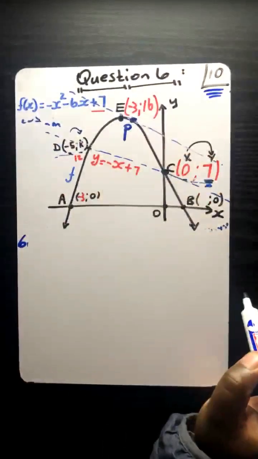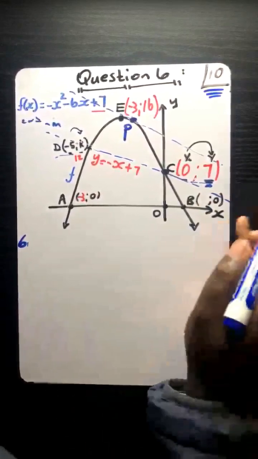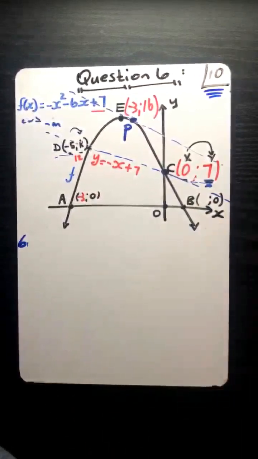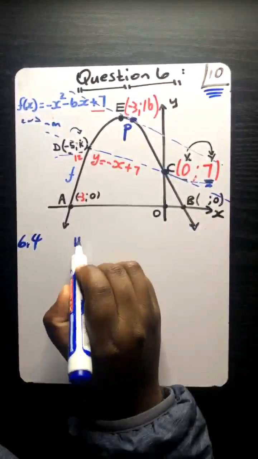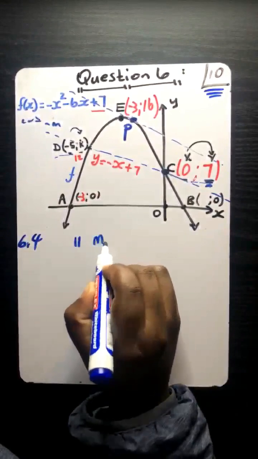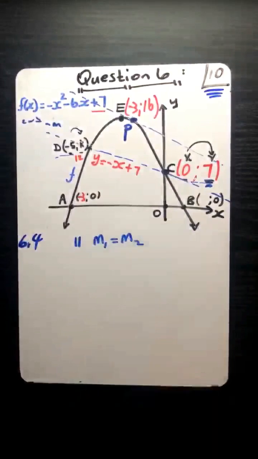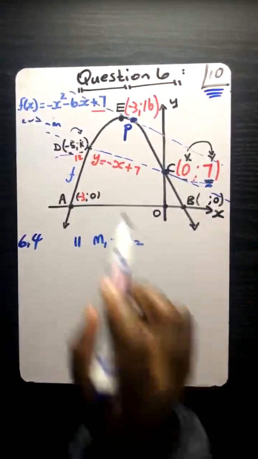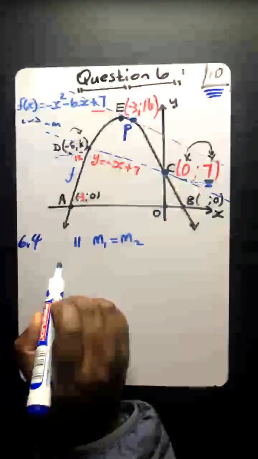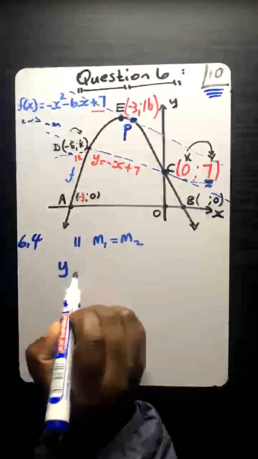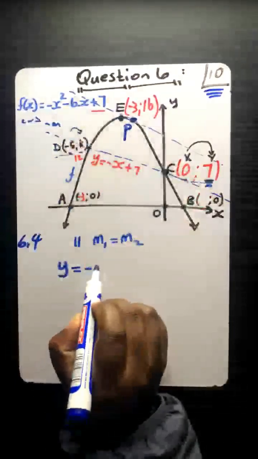So what do we know about parallel lines? It's very, very important that you refer to the previous information that you learned. You do know very well that for parallel lines, the gradient of line 1 is equal to the gradient of line 2. That is the first thing that I remember. So now that means the gradient of this line is exactly the same as the gradient of that line. So we have, let's say, y equals also that one. It is therefore going to be negative x plus c.